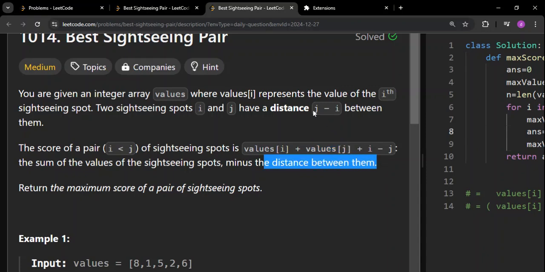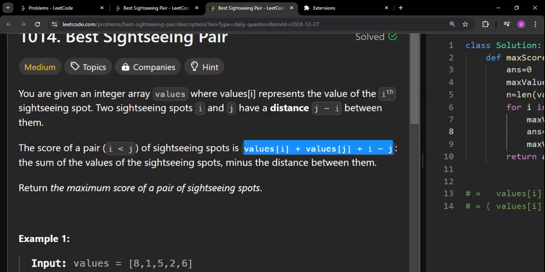So what is the distance between them? This is the one. That means you have to write values[i] plus values[j] minus this particular term. If you bring the minus in, it is minus (j minus i). Now if you solve it further, you will get plus i and minus j, and that is what they have written. This is the simplified version of that. As simple as that. Whatever be the thing, this is the ultimate formula that we'll have to use, and this is the one that we'll have to optimize.